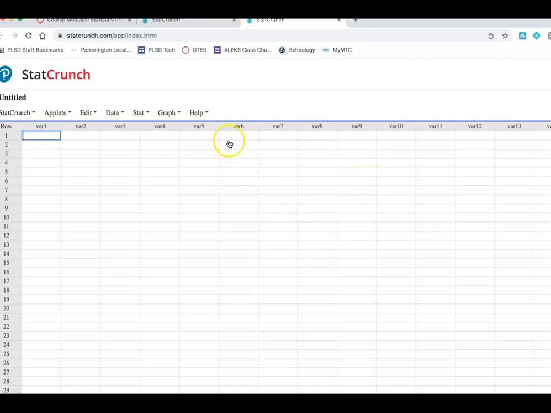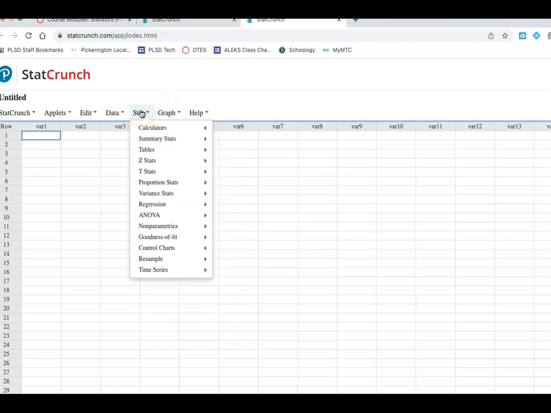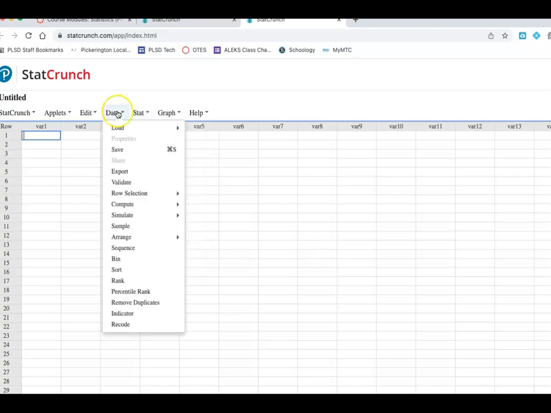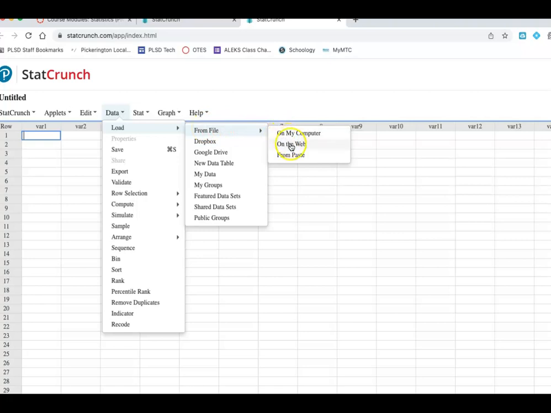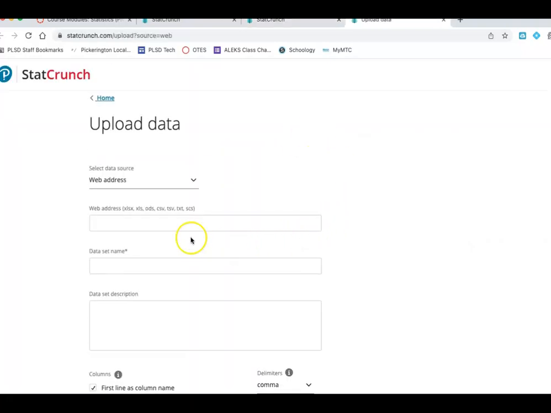So this problem is actually number 23 in the text, which is not one I assigned to you since we're using it as an example. But when I go to upload this data, now of course you could just type it in if you wanted, but that would take forever. So I'm going to go to Data, Load, From file on the web. And when I do that, it takes me here where I can actually paste the web address.